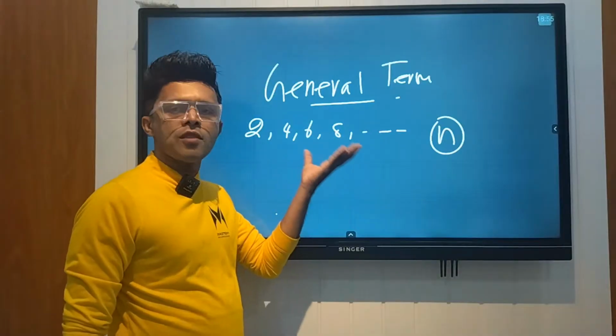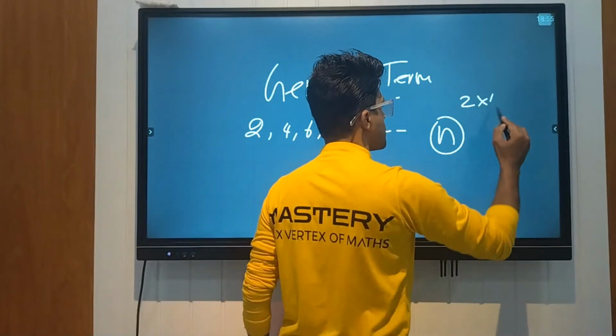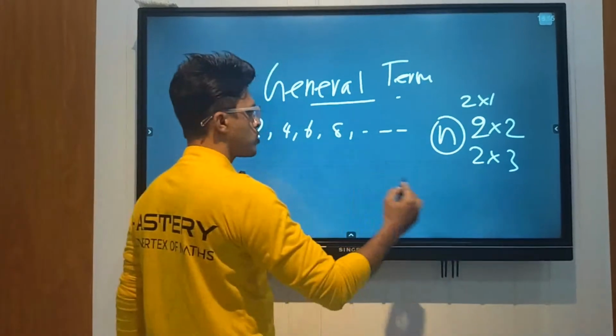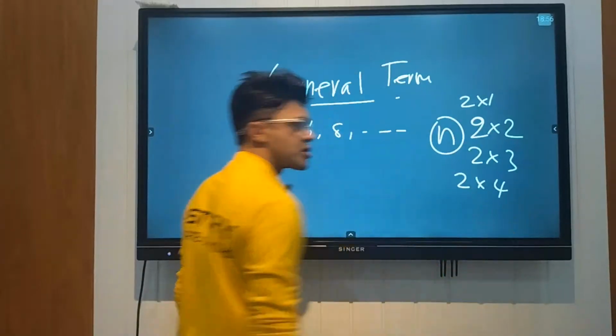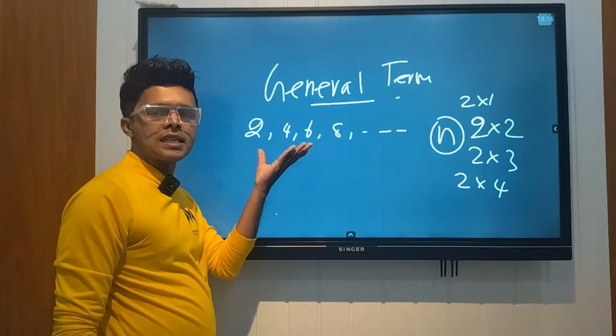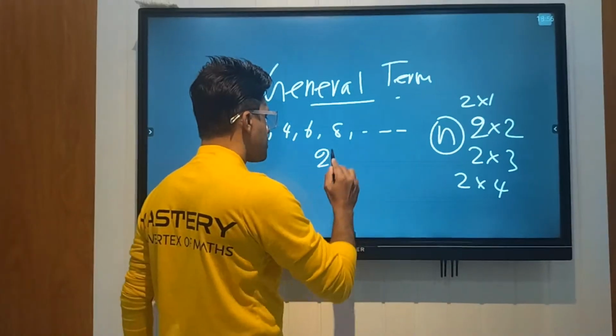The general term of this number pattern: these are the multiples of 2. You know that 2 times 1 is 2, 2 times 2 is 4, 2 times 3 is 6, 2 times 4 is 8. So the general term of this number pattern is 2n.